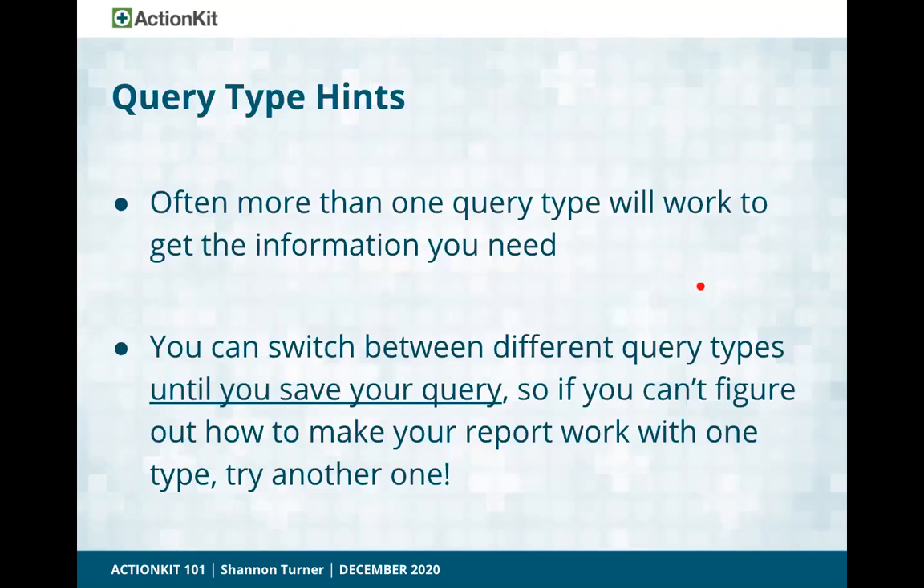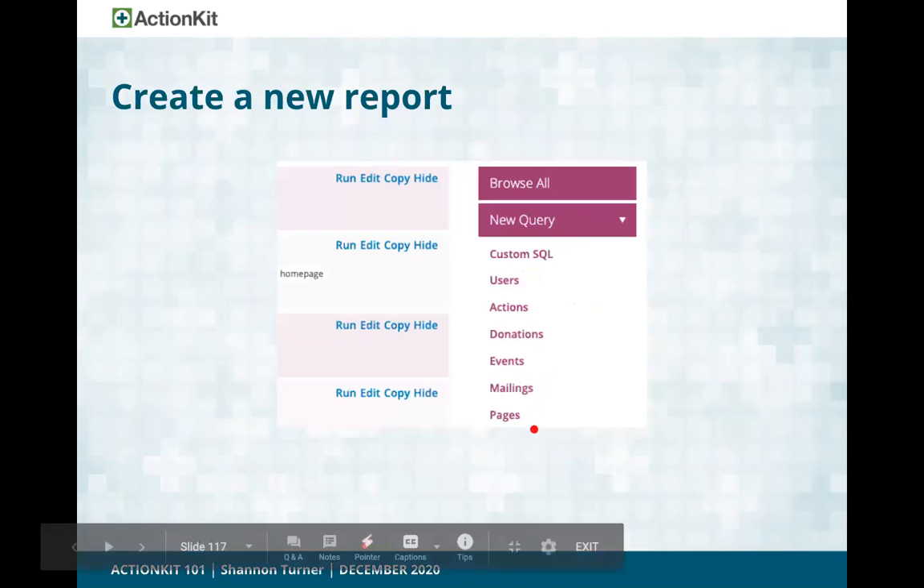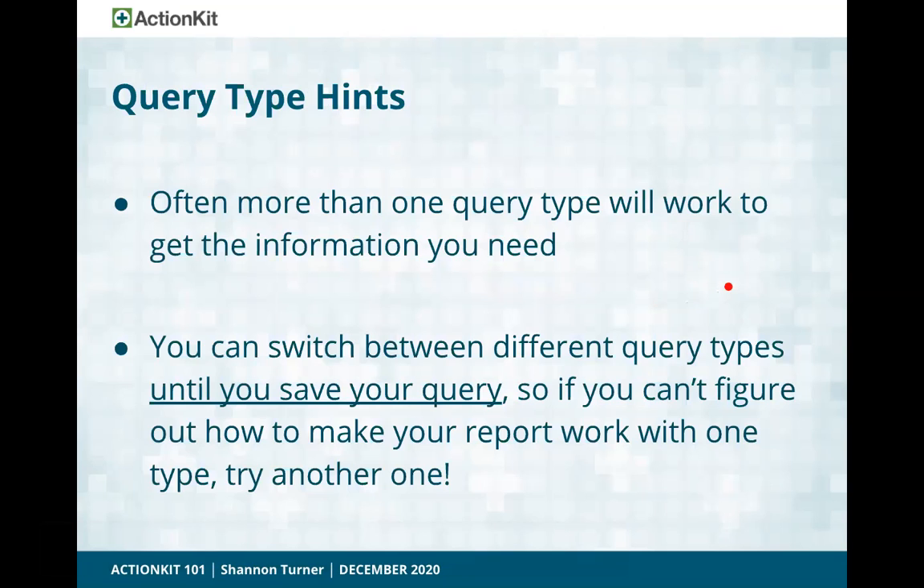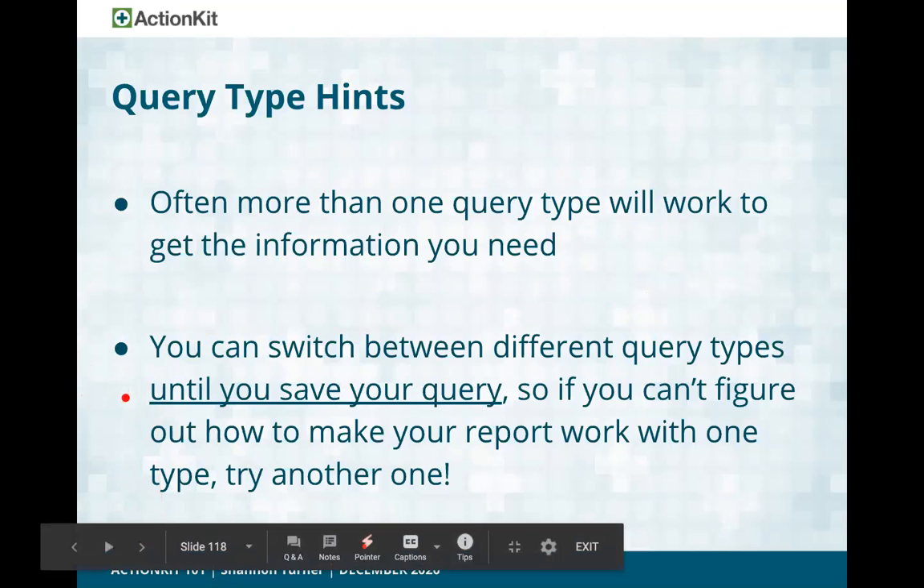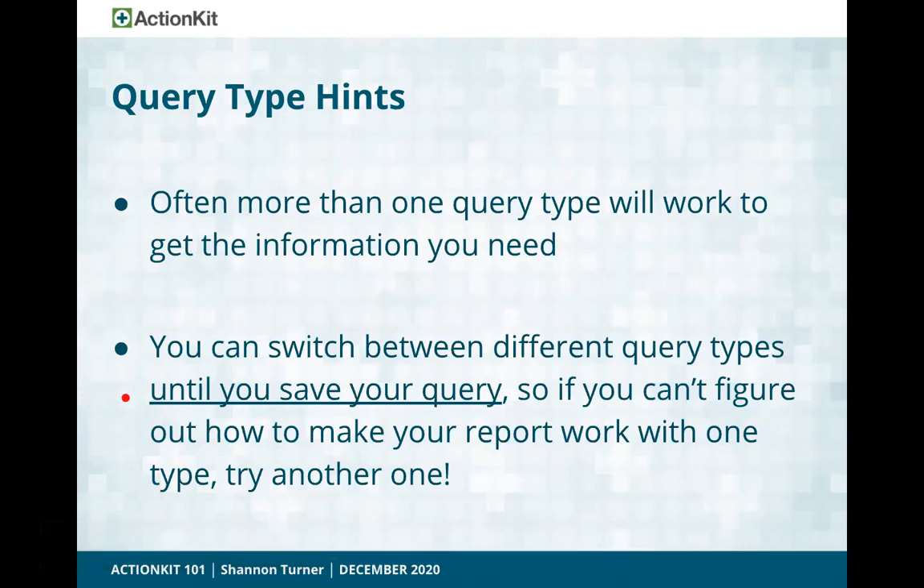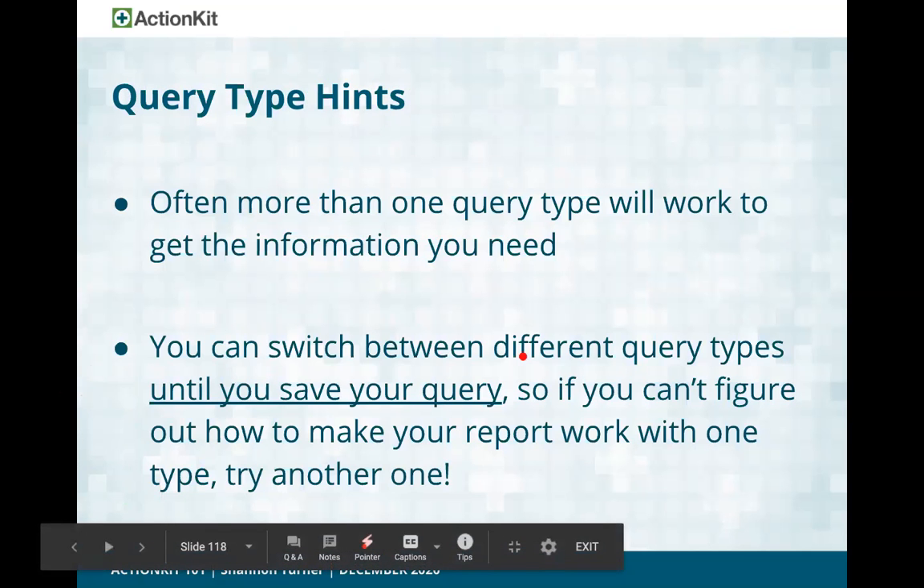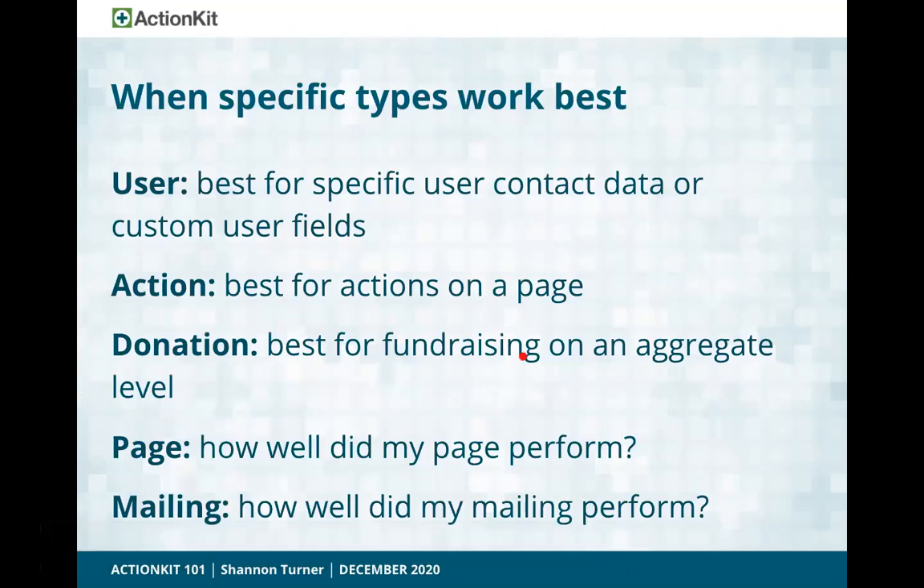For example, you can often find information about page performance using either the page query type or the action query type. So you'll often be able to get information from more than one of these query types. So this is the big hint I want to say, is you can switch between these different query types until you've saved this query. So if you can't figure out how to make this custom report work with one of these query types, try a different type until you find exactly what you're looking for.